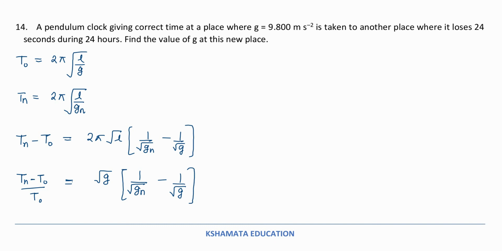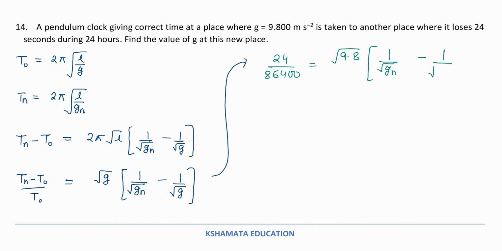Now if I start substituting the values, Tn minus T naught is 24 seconds, and T naught is 24 hours, so I'm writing it as 86400, which is equal to 1 by root Gn minus 1 by root 9.8. From here we need to calculate the value of Gn, and Gn turns out to be 9.795 meter per second square.